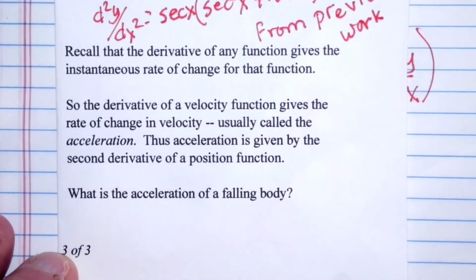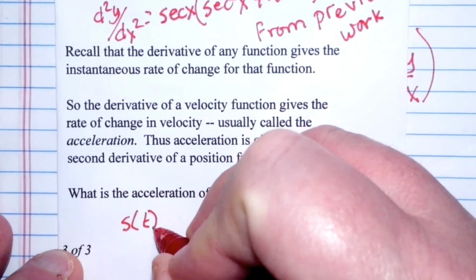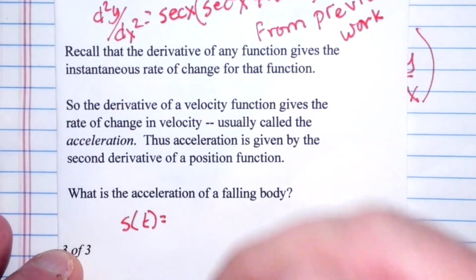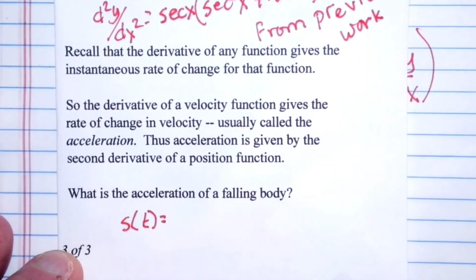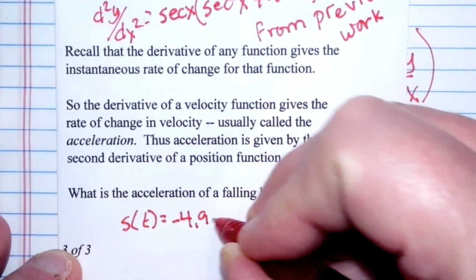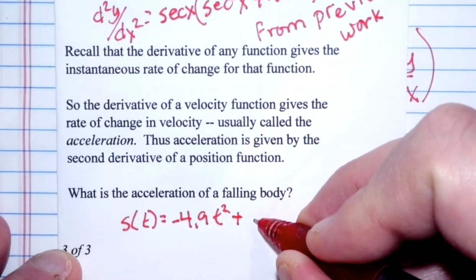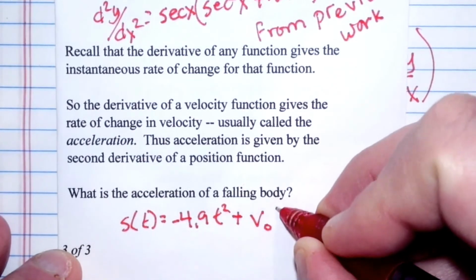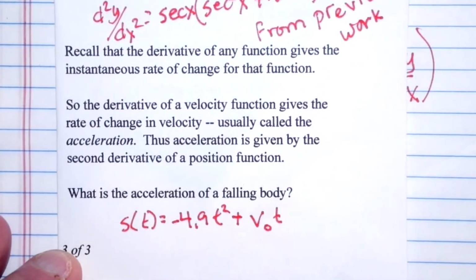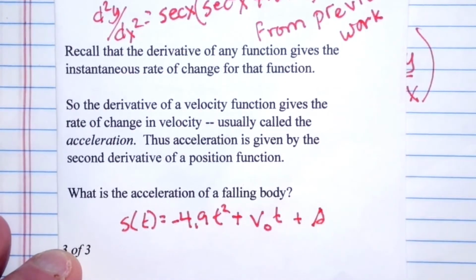What is the acceleration of a falling body? Well, we know that the position function for a falling body is, in, let's say, metric units, negative 4.9 t squared plus v naught t, v naught being the initial velocity, plus s naught, the initial position.